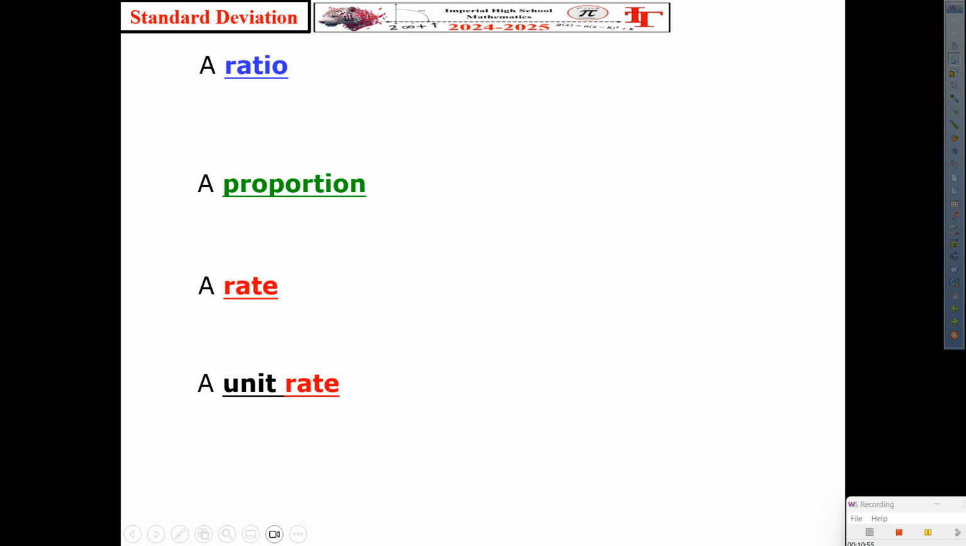Talk it over with your neighbor. What is a ratio? What is a proportion? Or at least give them an example of what it is. A proportion, a rate, and a unit rate. What is each one of those? Don't write it down. Just talk it over.